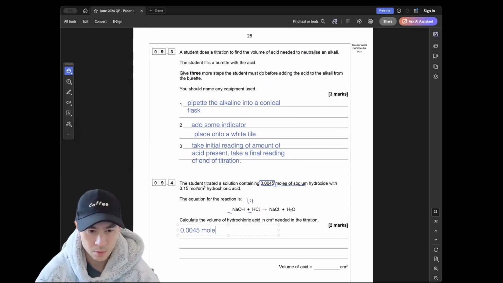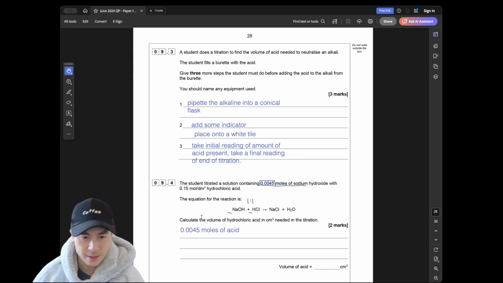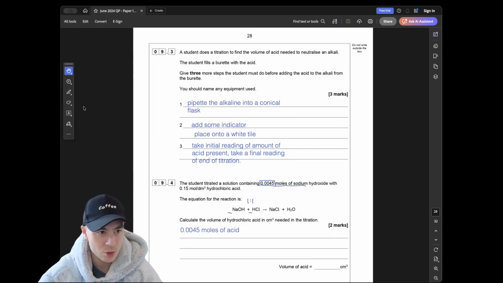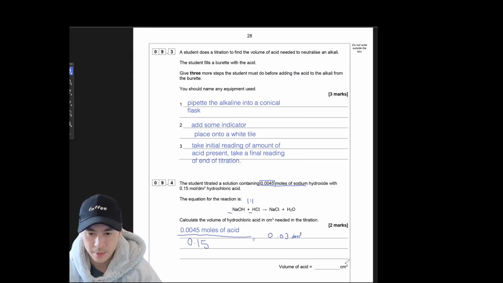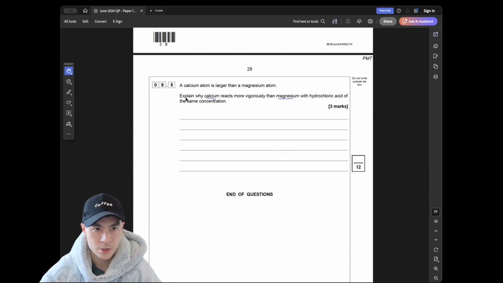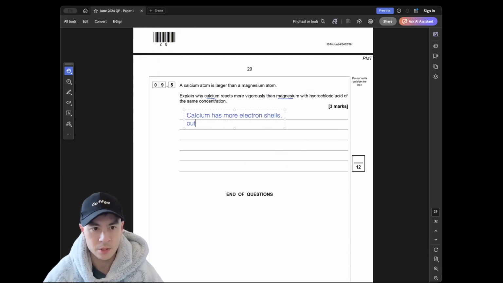So I'm using exactly the same amount of acid, 0.0045 moles of acid. Remember the equation, we want volume: volume equals moles divided by concentration. Moles divided by concentration, 0.15. Second, we need to convert it to cm³, so times it by 1,000.